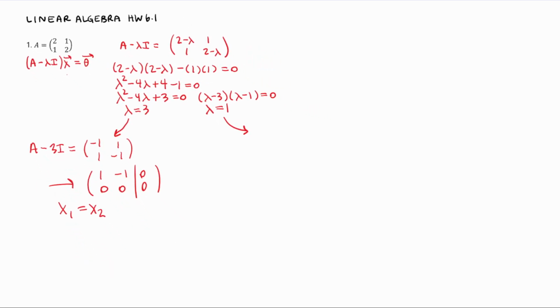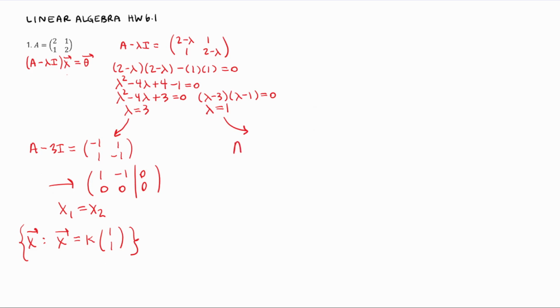My eigenspace, or my eigenvectors, is going to be the set of all x's for which x is some multiple of the vector 1, 1, because x1 is equal to x2. And I think, yeah, that'll be far enough for us.